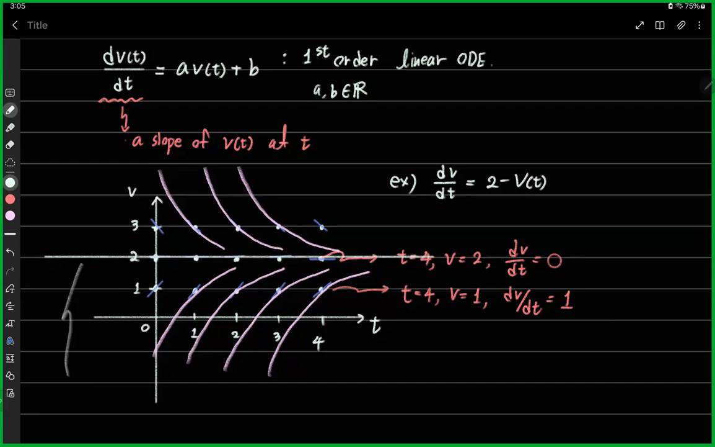This kind of line is called the asymptote. Asymptote. In English this is asymptote, in Korean it is 점근선, right? So asymptote. Okay. Then you may wonder why there are so many solution curves right there.